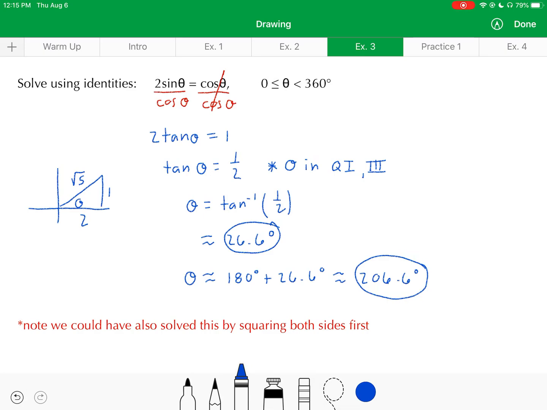All right, so I want to give you an opportunity to practice on your own here for a minute. Pause the video, work through the problems on practice 1 sheet here, and then come back and check your work with mine real quick.